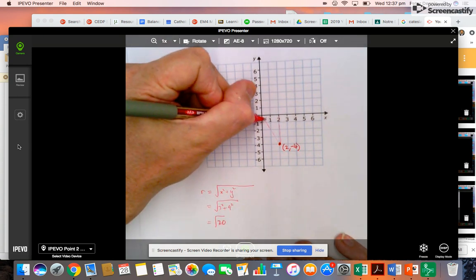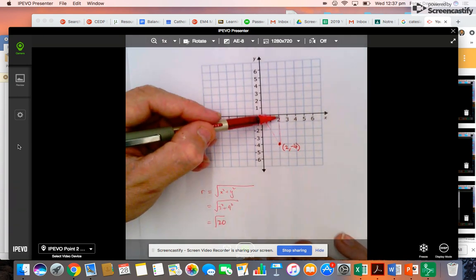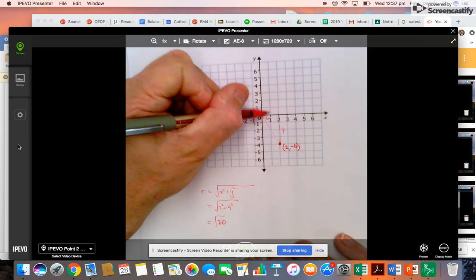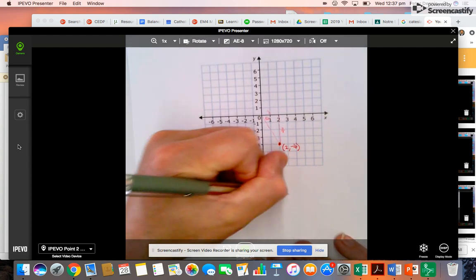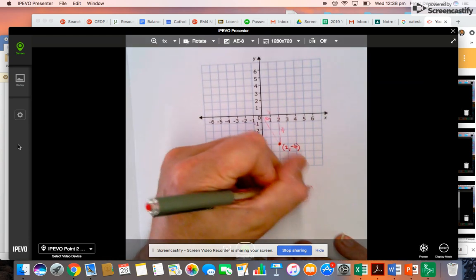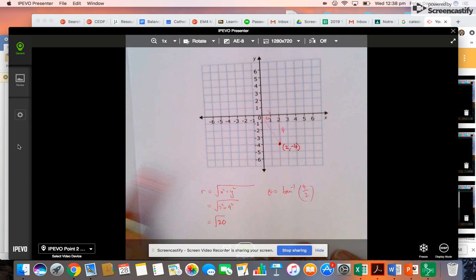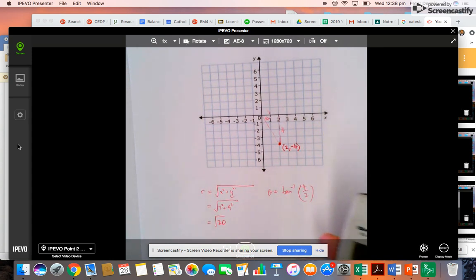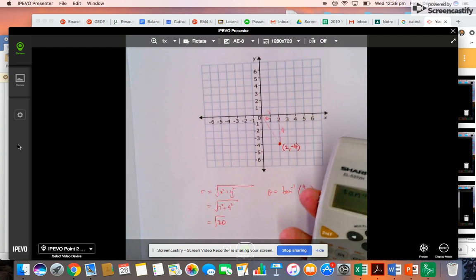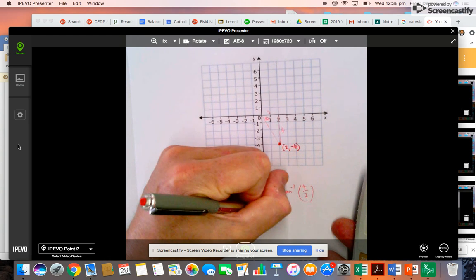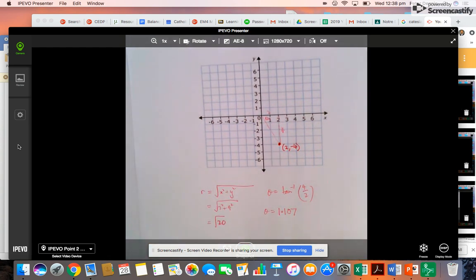How would we find theta? Well, that's going to be opposite over adjacent. What's the opposite? It is 4 over 2. So again, theta is going to be tan to the minus 1 of opposite over adjacent, 4 over 2. It is always y over x. And I've just ignored the minus sign because I'm going to deal with that in a minute. Shift tan, 4 divided by 2 equals, and I'm in radians, so theta in this case is 1.107.